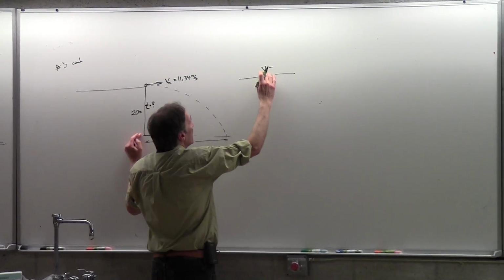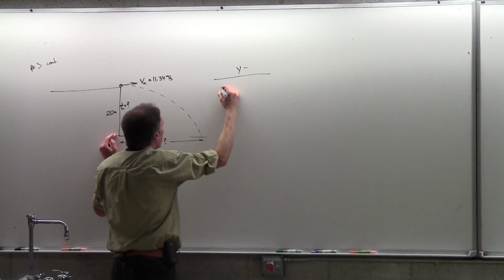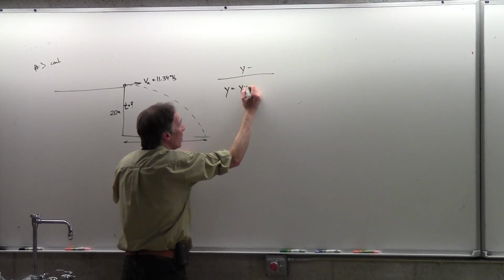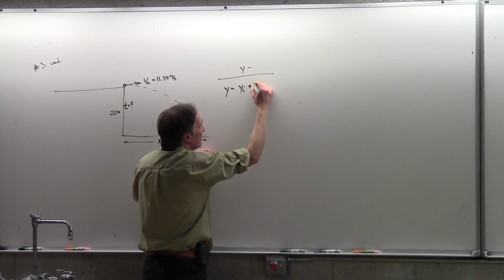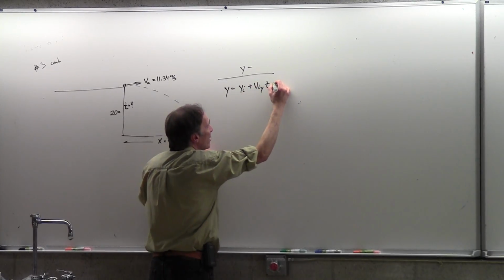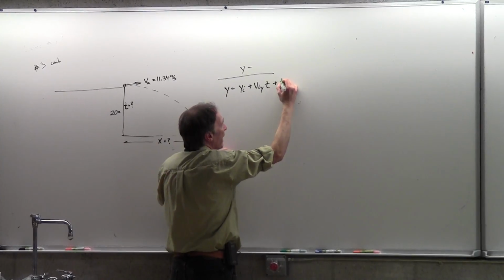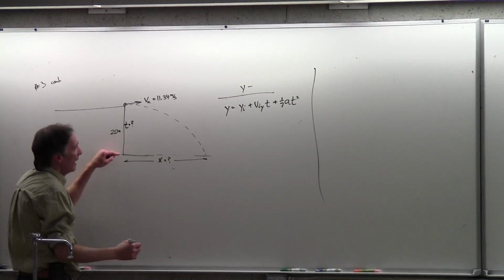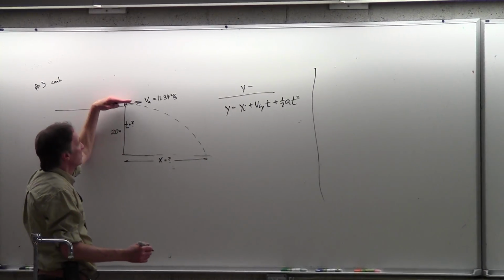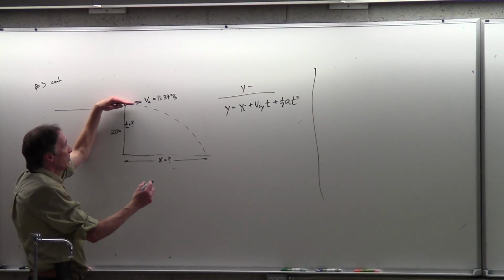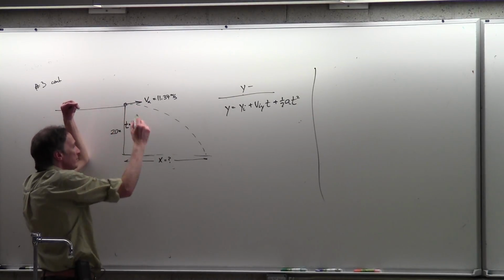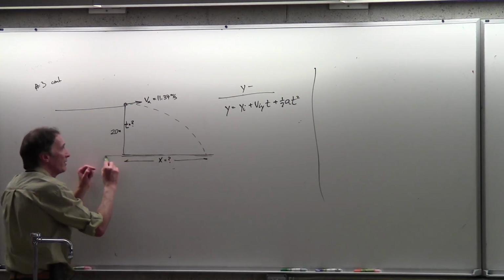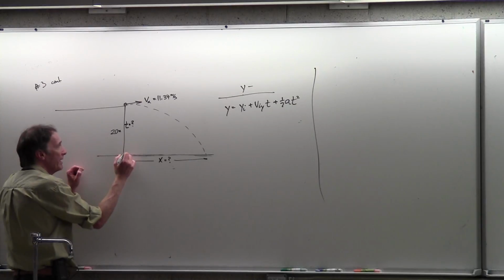I'll use y is equal to y initial plus the initial velocity in the y times time plus 1/2 a t squared. So let's start with that. It depends where you want to call y equal to 0. We could either do it up here or down here. Maybe I'll just do it down here, that's sort of the ground. So this is y equal to 0.